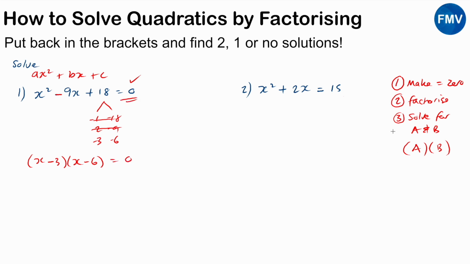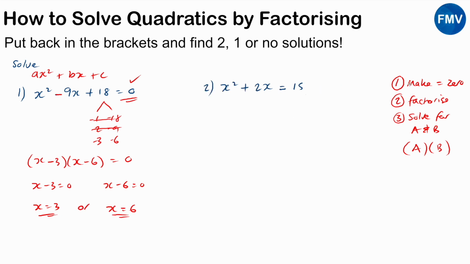And now we do step 3. We solve for A and B. So we know that x minus 3 equals 0. So we know that we're going to add 3 to both sides. So x in that case equals 3. Let's do the other one here. X minus 6 equals 0. So we know we're adding 6 to both sides, so therefore x equals 6. So in this case, x is either 3 or x is 6.